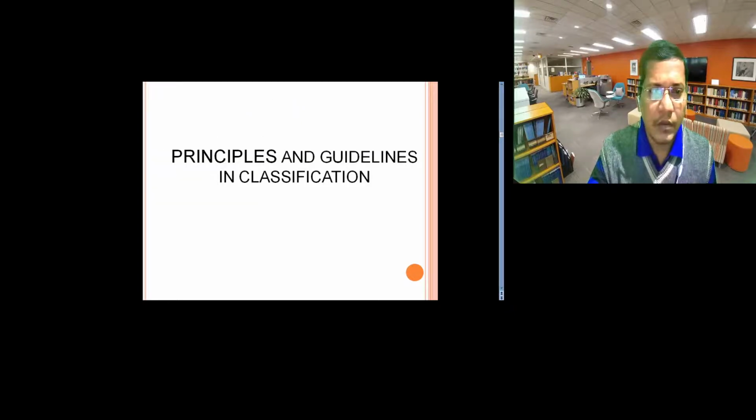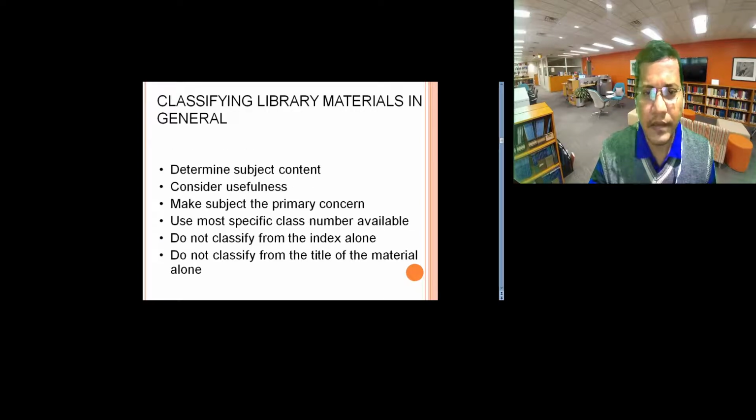Now the principles and guidelines in classification. How to classify library material in general? First of all, you should determine the subject content. Then consider the usefulness. Then make subject the primary concern. Then use the most specific class number available in any classification scheme. Do not classify from the index alone.